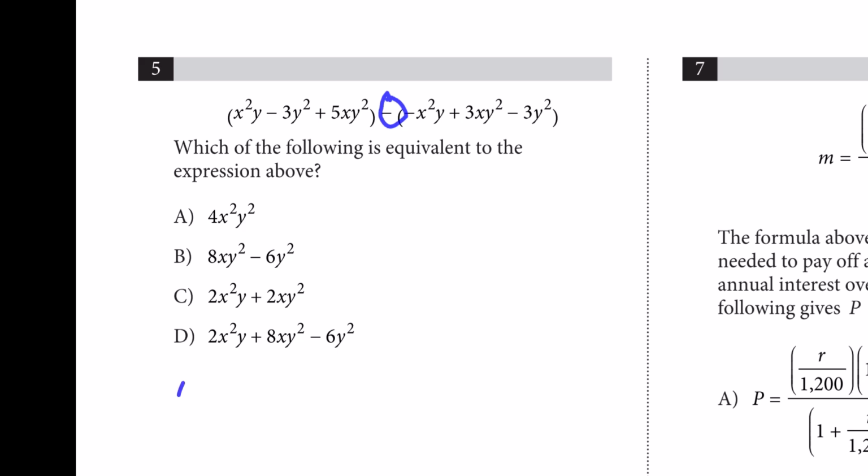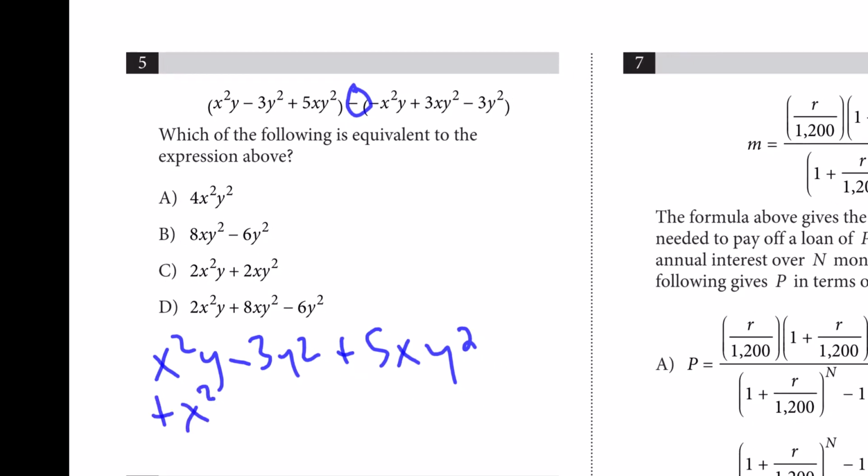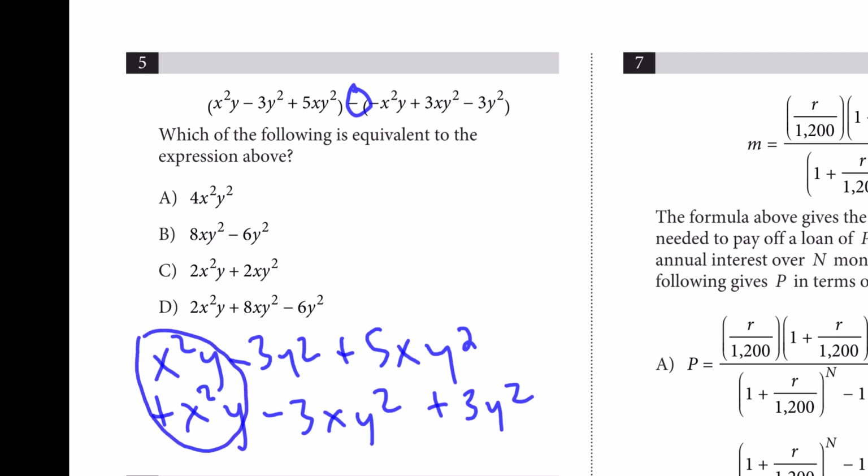So you've got x minus 3y squared plus 5xy squared minus a negative, so plus x squared y. That's a negative right there for that one, so minus 3xy squared. And then for that, that turns out positive, so you're going to have plus 3y squared. Okay, you want to make sure these are lined up correctly. So these two add up, that's going to give you a 2x squared y.